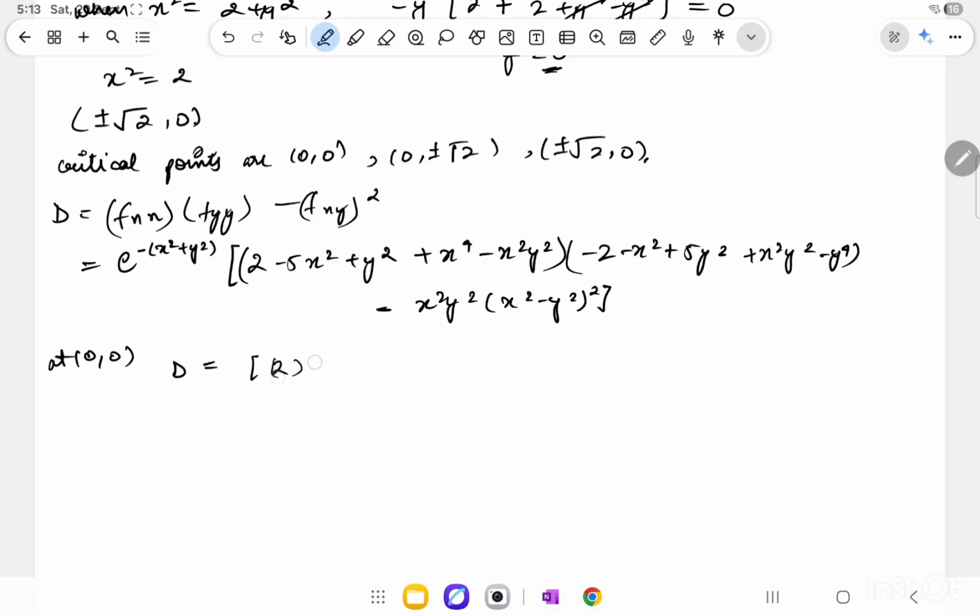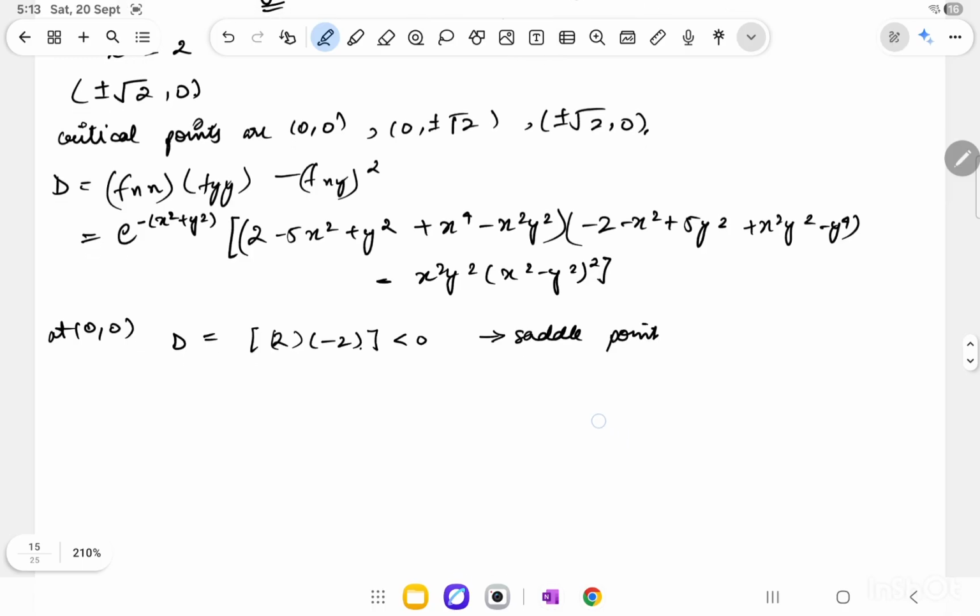2 into minus 2, that is less than 0. So it's a saddle point at 0, 0. Likewise at 0, plus minus root 2. You can see that all the powers of whether x or y, everything is even only.